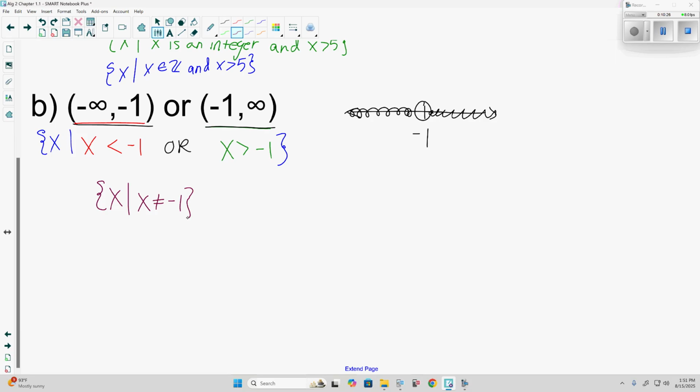Those are saying the exact same things. One is just a little simpler than the other. And this only works because we had everything less than negative 1 and everything bigger than negative 1. We're able to simplify it down. There is no gap between the two statements. Again, either one of those is correct. You don't need both. You just need one of them.